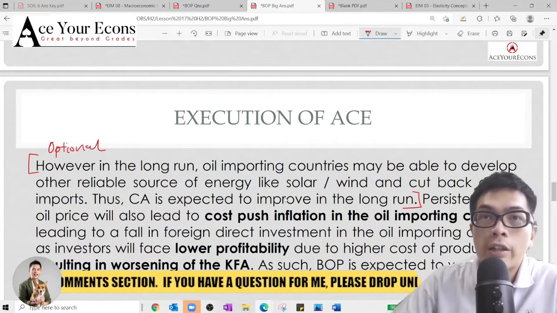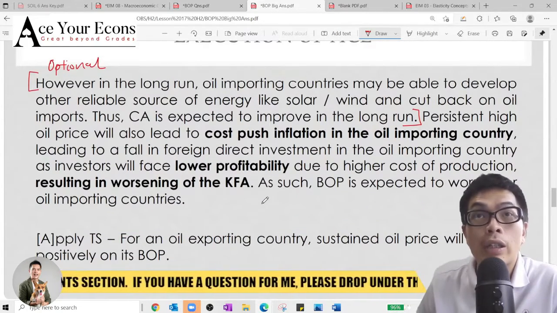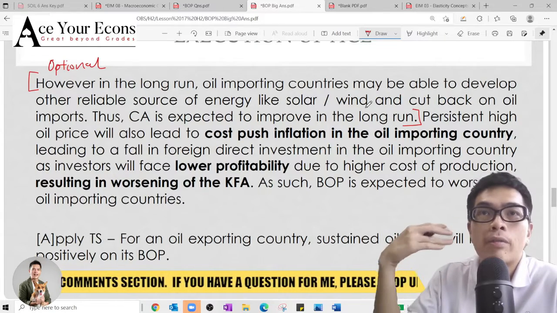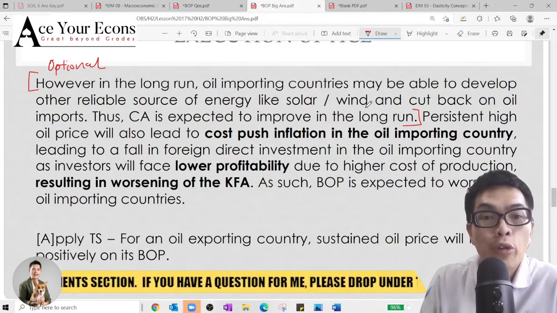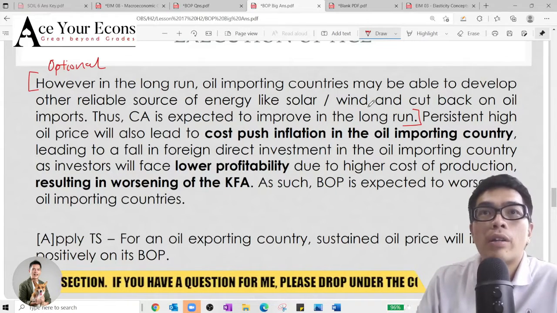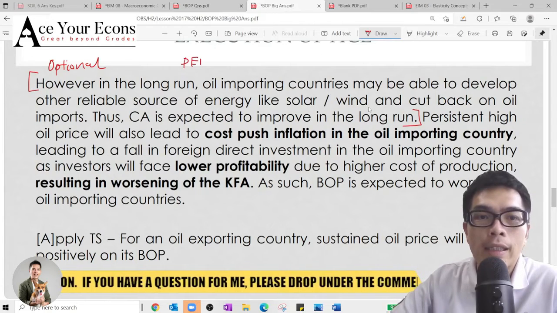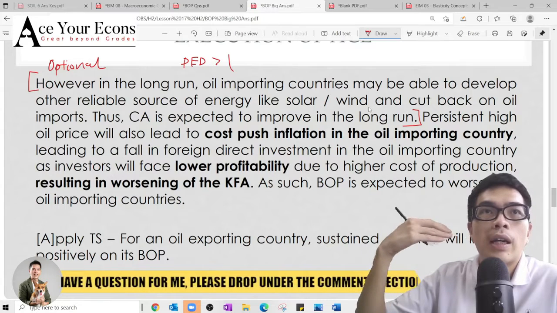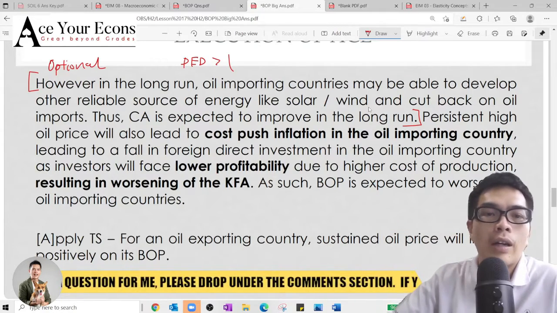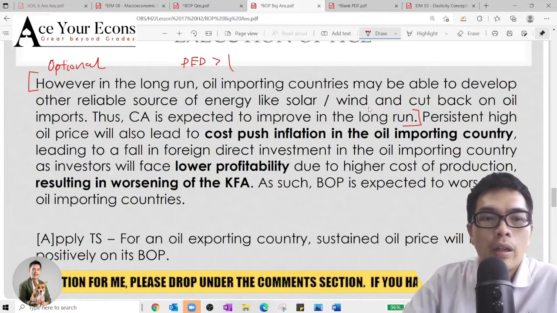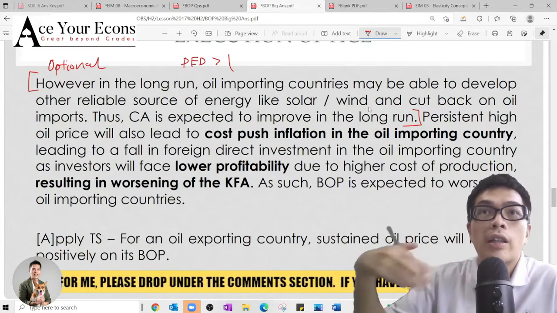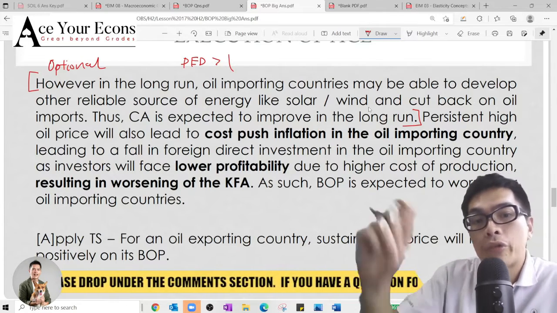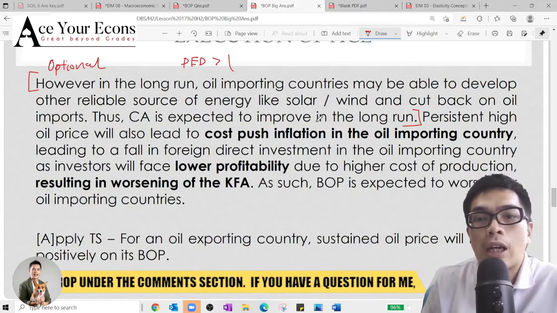But in a nutshell, it tells you what happens to the current account in the long run. In the long run, oil importing countries will experience a worsening of the current account. Improvement in the current account, sorry. Why? This is where your PED becomes price elastic. In the long run, the consumers are able to find other reliable forms of energy. For instance, they can reduce their reliance on oil. PED is going to be greater than 1. Then we can reverse the initial deficit in the current account.